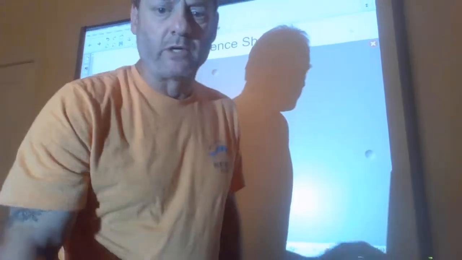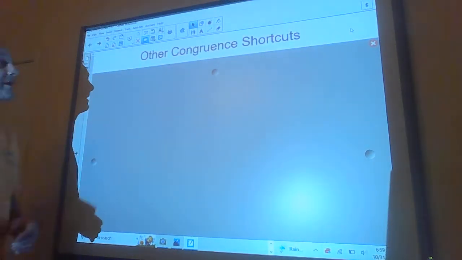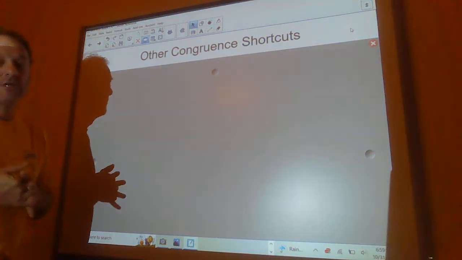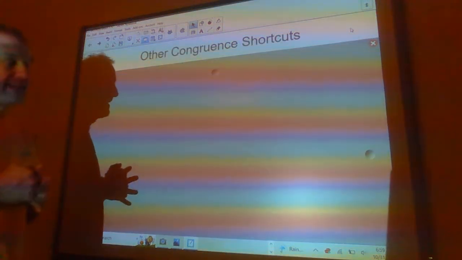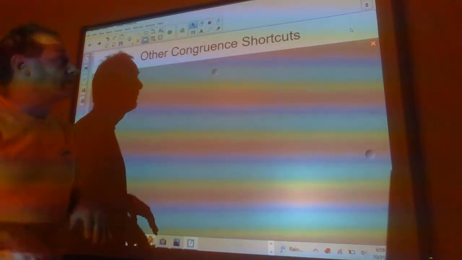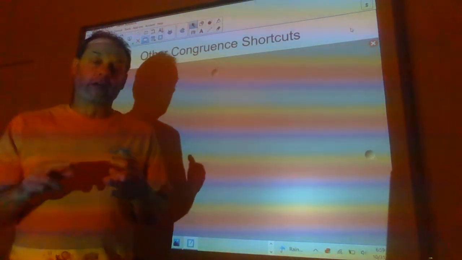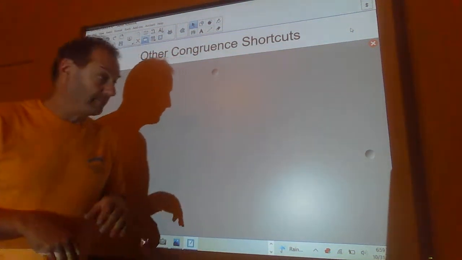Hey guys, today we are going to talk about some other congruence shortcuts. We talked about a couple last time that greatly reduced the number of things I had to show were equal in order to prove that two triangles were congruent. We looked at the side theorem and we looked at the side angle side theorem.